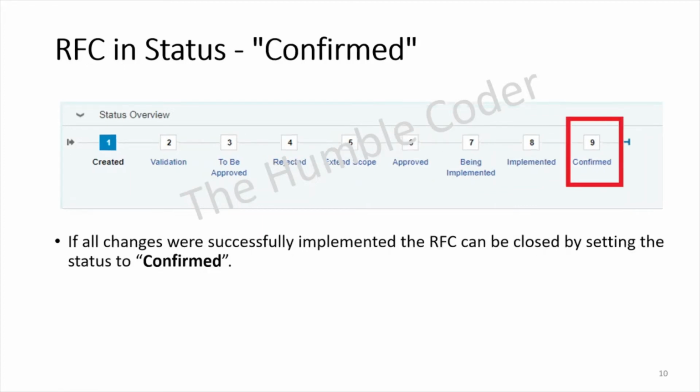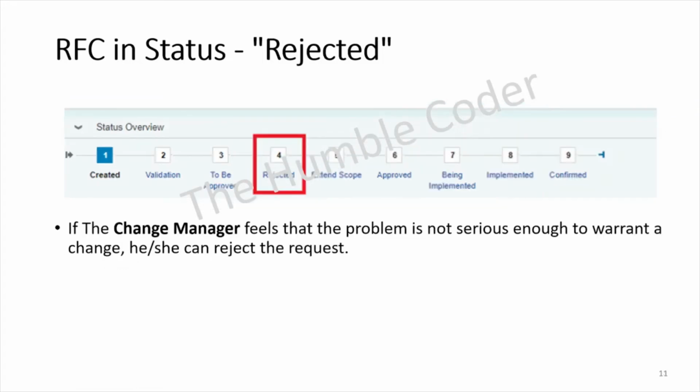Moving on to the next status, which is confirmed. If all the changes were successfully implemented, the RFC or request for change can be closed by setting the status to confirmed. So once it is clear that the requirement is completed and the change has reached production, the change manager will set the status to confirmed, and once the status is set to confirmed, we can no longer move back to any previous status. So it is the duty of the change manager to set the status to confirmed.